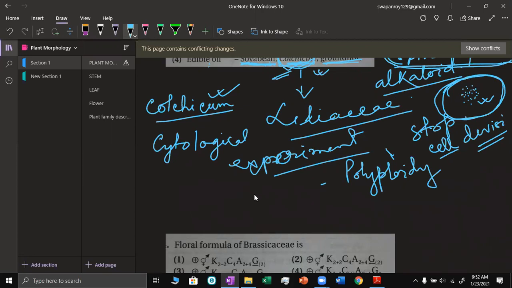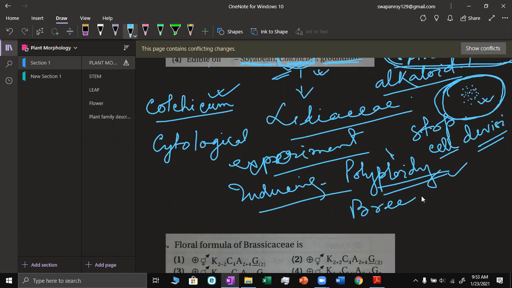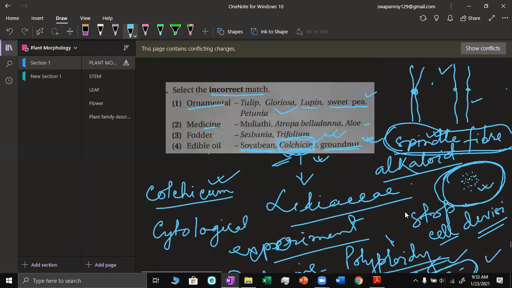For inducing polyploidy, and this polyploidy is used in our plant breeding for the plant improvement, quality improvement. Many of our polyploid plants give better production, vigor, flowers or fruits. And for various types of cytological experiments, to see the nature of the chromosome, the effect of chromosome on a particular species of the plant, this colchicine is very, very useful.